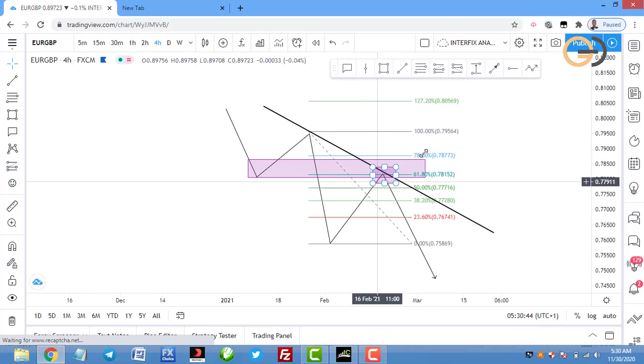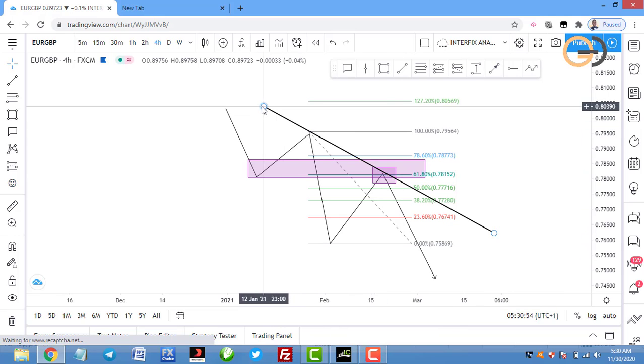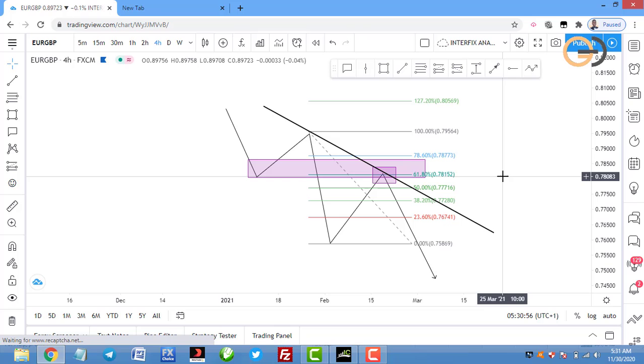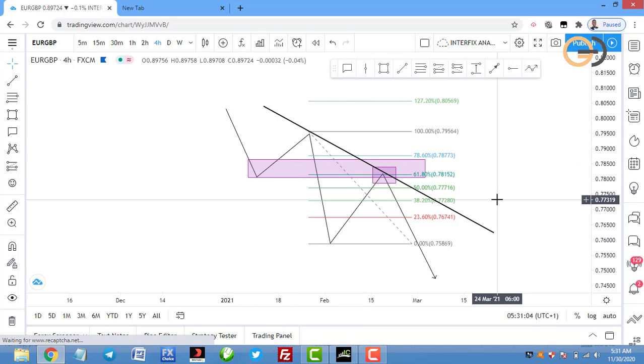So the trend is your friend. You must know when to buy and when to sell. If you want to sell high and buy low, you must know how the trend is moving. When we talk about market structure, we're talking about the ability to recognize the trend. Is it up or down, and what is the structure of the trend?